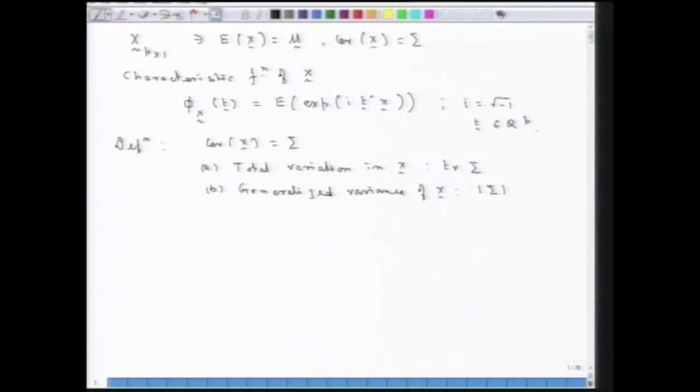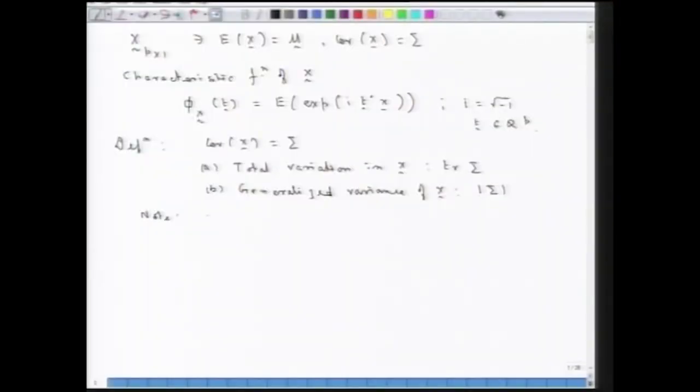The first one is called the total variation in x. As we will see later on, this total variation in x is a quantity of interest, and it is looked upon as a preserving type of approach when we look at principal components analysis. Now, it should be noted that the two quantities we have defined, the trace of sigma, which is the total variation in x, and the generalized variance of x, are not sufficient to replace this p by p matrix sigma. So, just put it as a note that the trace of sigma and the determinant of sigma can't actually replace sigma.